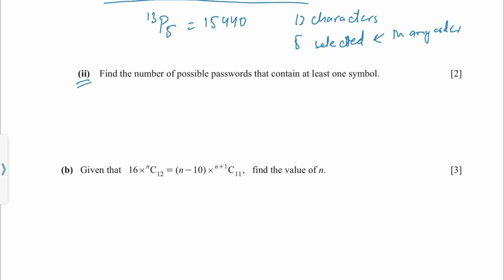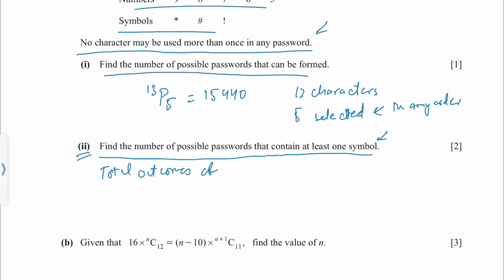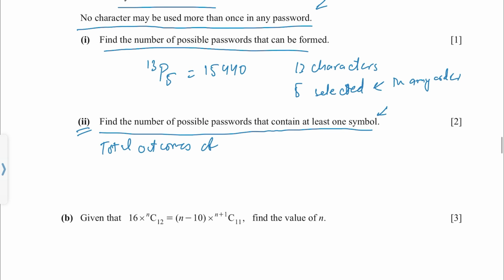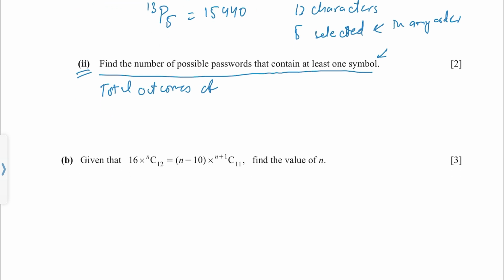Now, going on to question 2, this is: find the number of possible passwords that contain at least one symbol. Now we need to tweak this question a little bit. We have total outcomes of selecting 5 from the 13 characters, and it can be all 3 symbols and then 2 numbers or letters. Here it is given as at least one symbol. It can be 1, it can be 2, or it can be 3.